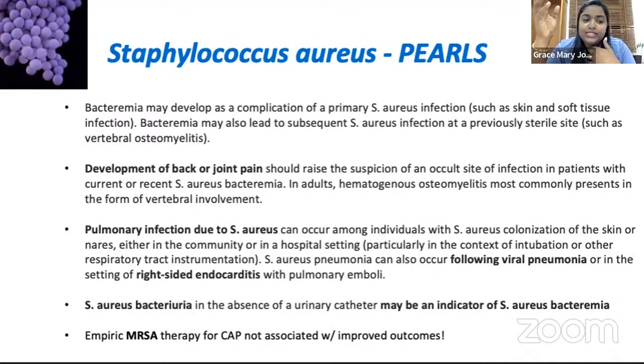Okay, and if you have Staph aureus in your urine culture in the absence of a catheter, it can be an indicator that there is Staph aureus bacteremia. Therefore, take blood samples also and culture them to make sure bacteremia is there, and if it is there, treat it properly.